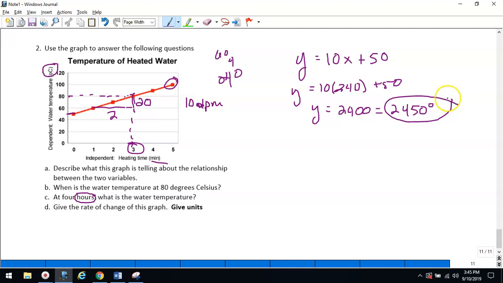D says give the rate of change of this graph. Well, we just figured that out. It was 10 degrees Celsius per minute. Cool. All right, last question.